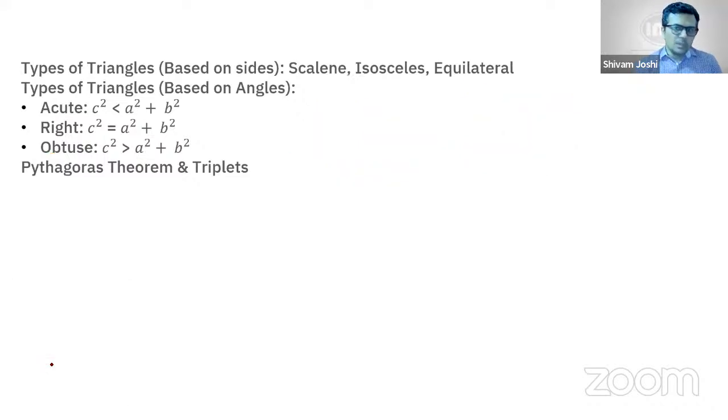Now, one very important thing that you need to remember about these three types of triangle is that a right angle triangle will follow Pythagoras theorem, which goes something like this. Everybody is familiar with this: a square plus b square equal to c square, right? So whenever this happens, where c is the largest side, so whenever this happens, you can say that it is a right angle triangle.